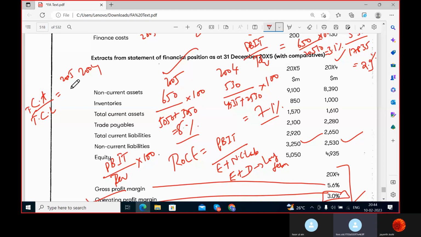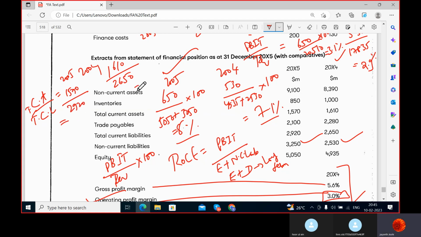Sir, I'm getting 0.6 and 0.5. Okay, 0.6 and 0.5. Let's see for 2004. So total current assets for 2004 is 1610 divided by total current liabilities, how much? 2650, correct? And for 2005 it is 1570 divided by 2920.